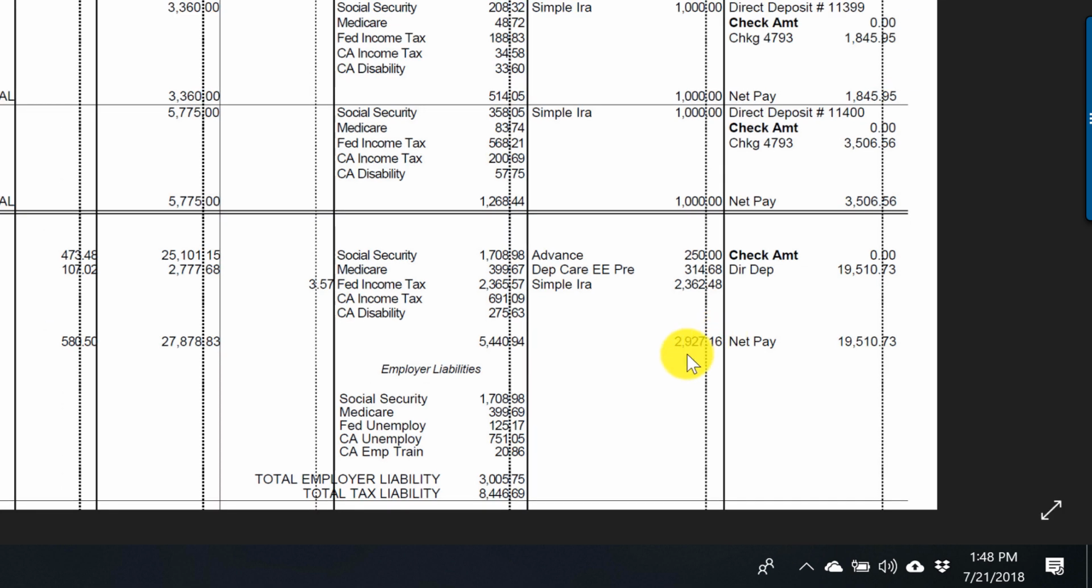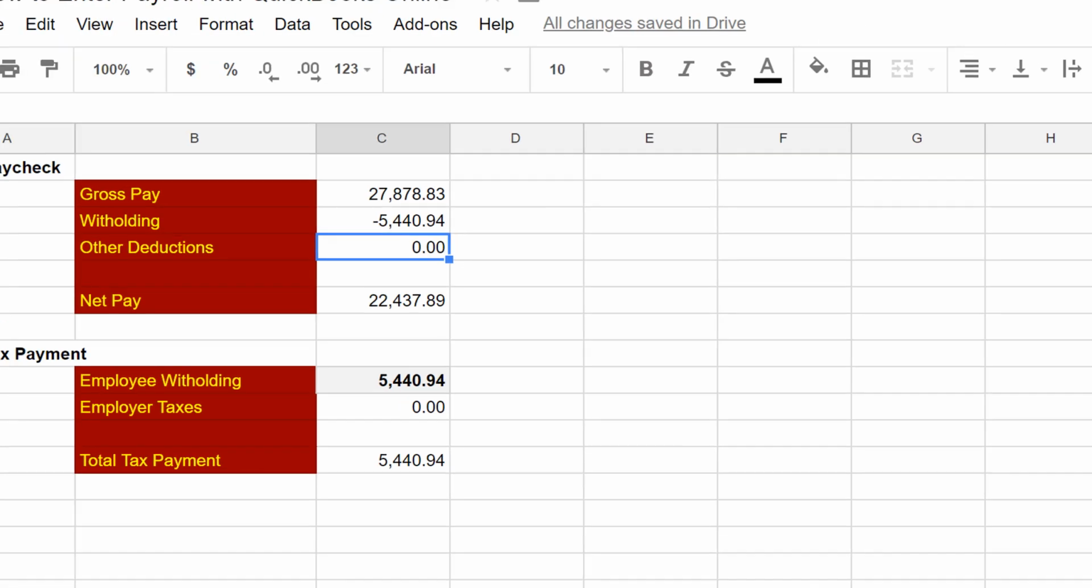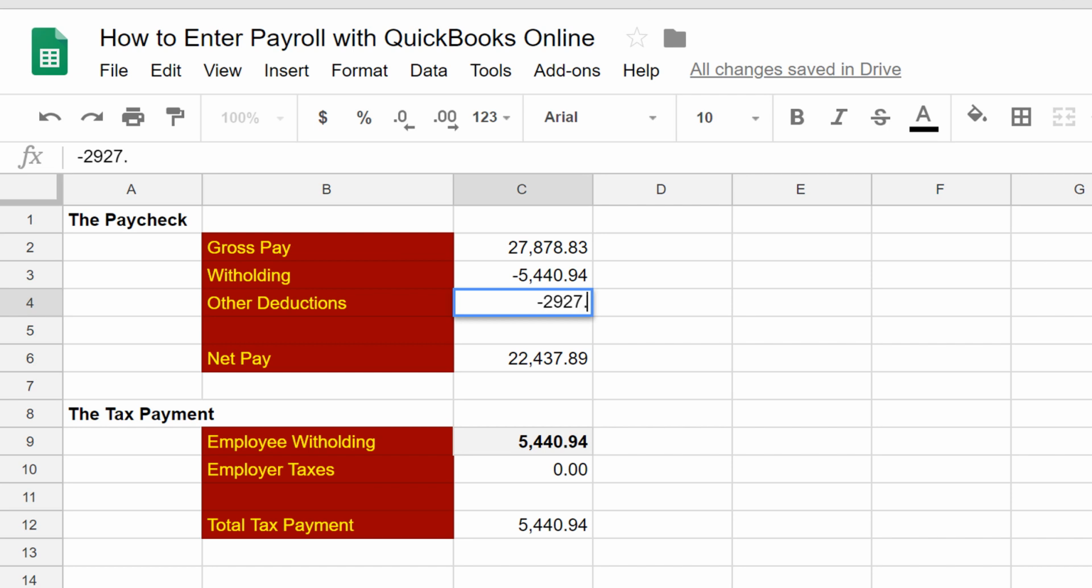Because what we want to do is just make sure we can account for the difference between gross and net. And these are the things. We have the gross pay minus the withholdings minus the deductions equals the net. So the deductions is $2,927.16 minus $29.27 and 16 cents. And now we get to the net pay of $19,510.73.